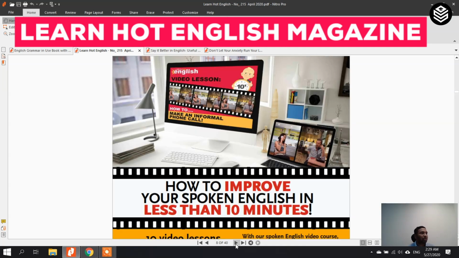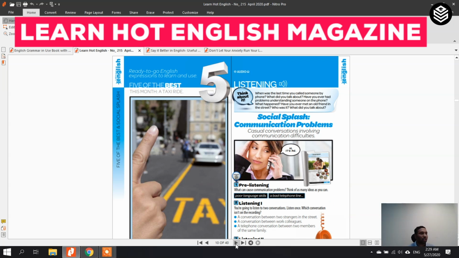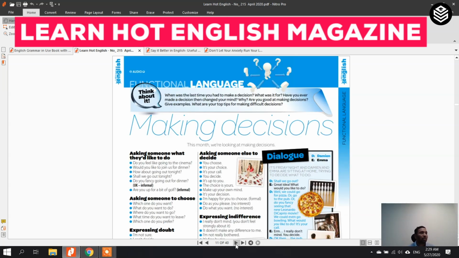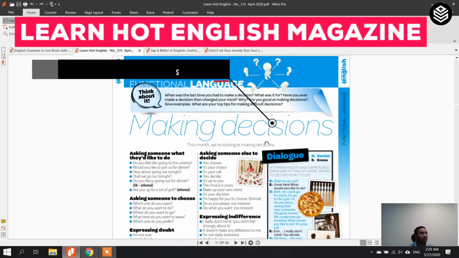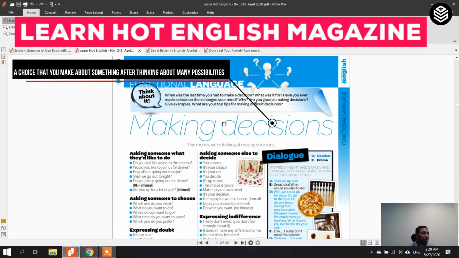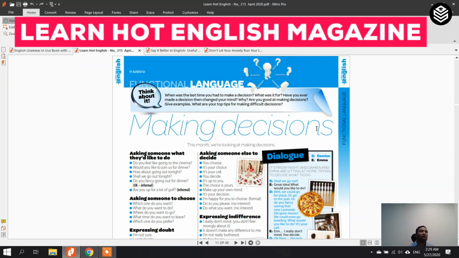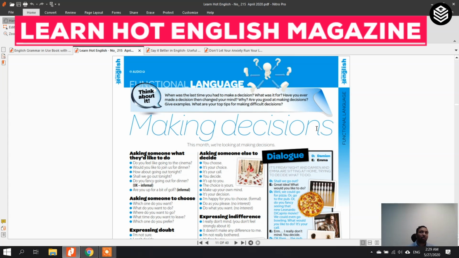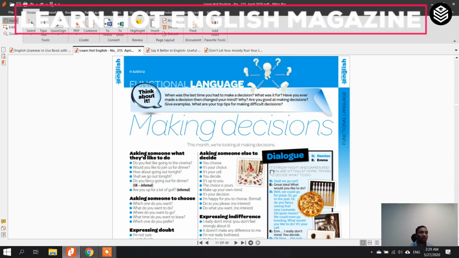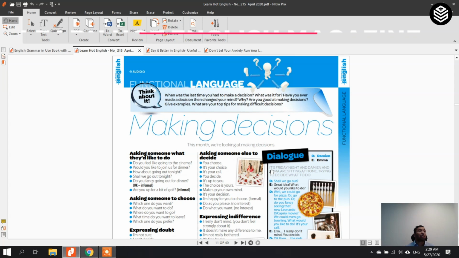So if you see, for example, architecture and building, social splash, communication problems, making decisions. In each session, maybe today I'm going to discuss with you making decisions. Making decisions means the decision process, how you are making decisions, how you are asking opinions from your brothers or someone in your family, and analyzing the negative points, positive points, and how you are making decisions. So this is the third one.